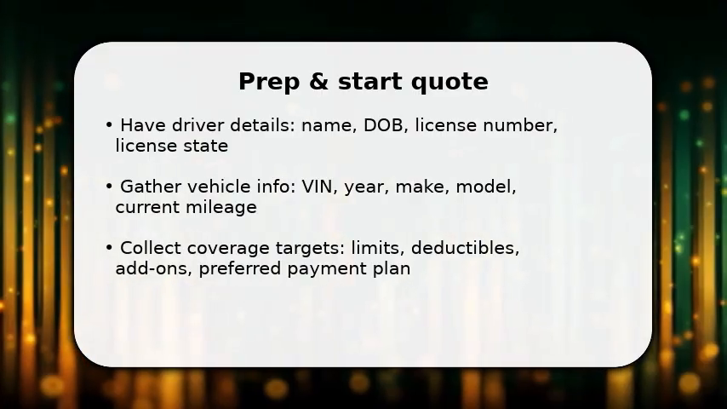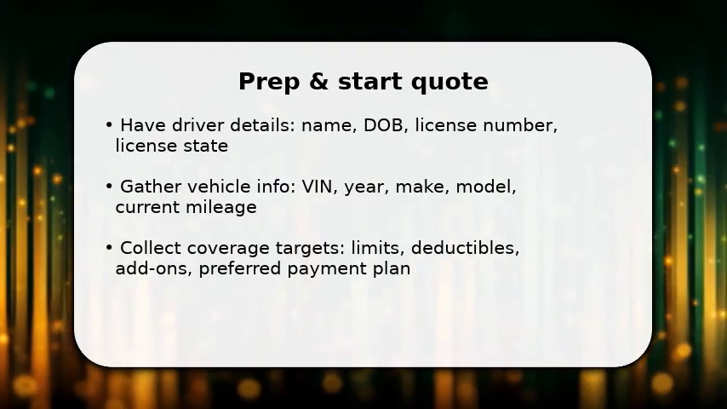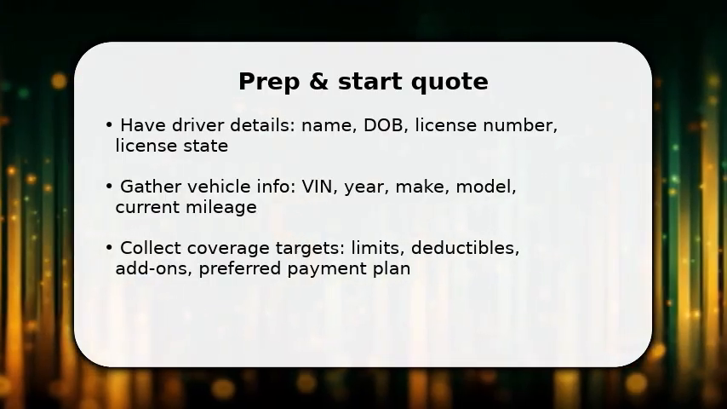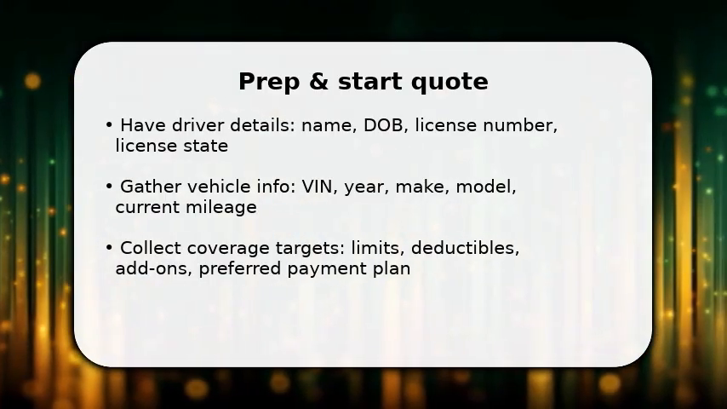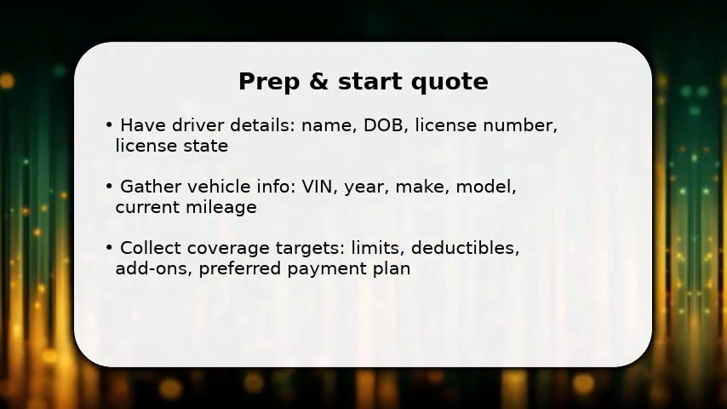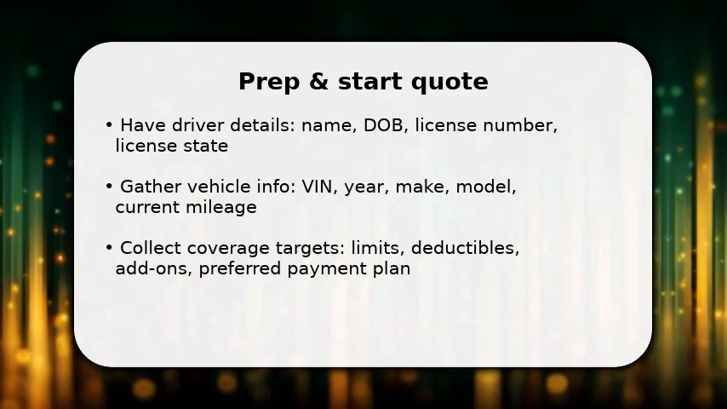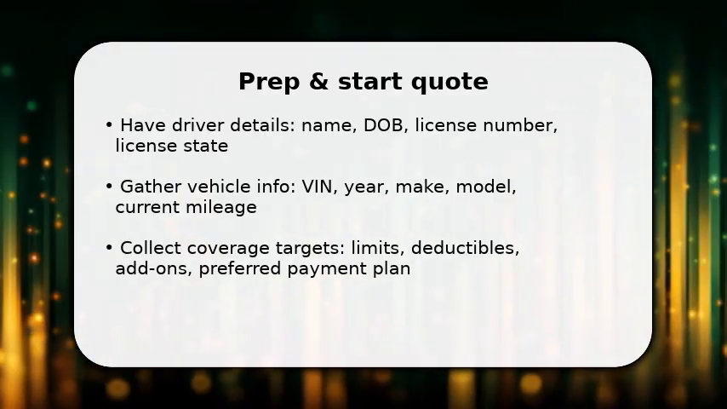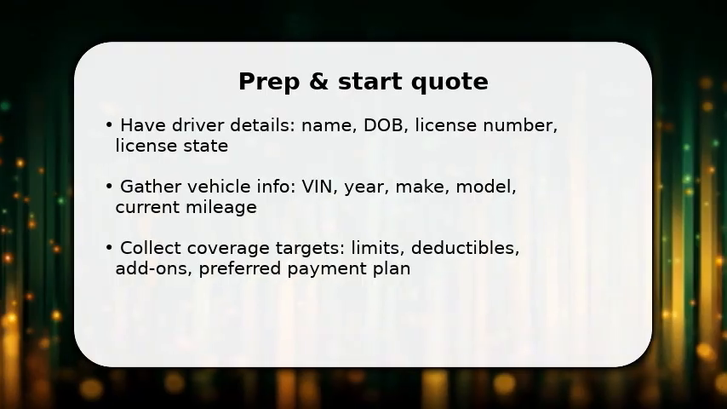You begin by gathering what's required and opening an insurer or comparison site: VIN, license number, policy history, and current mileage. Once done, enter driver DOB and vehicle year to seed accurate rates. This reduces manual verification later.